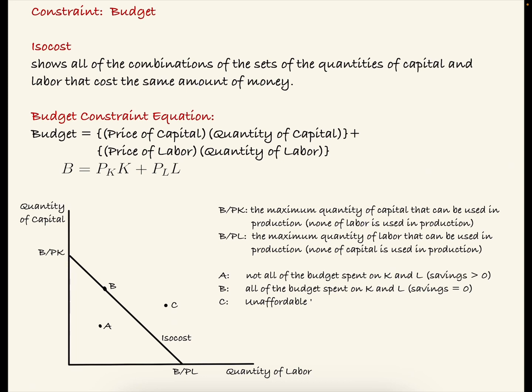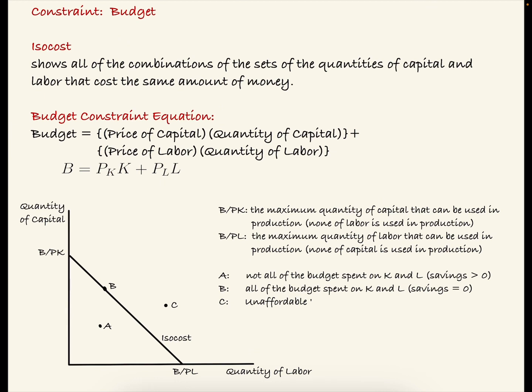Below we can see the isocost. There are a few points that I'd like to point out. B over PK, which is the vertical axis intercept, represents the maximum quantity of capital that can be used in production, which means no labor is used in production. Conversely, B over PL, or the horizontal axis intercept, is the maximum quantity of labor that can be used in production, which means no capital is used in production.